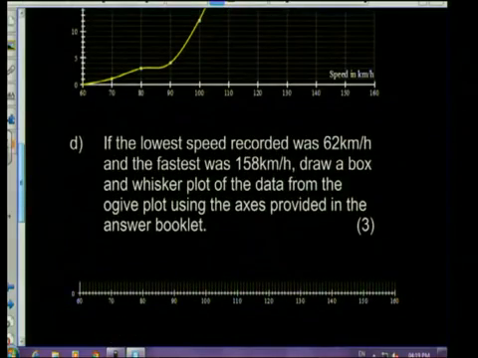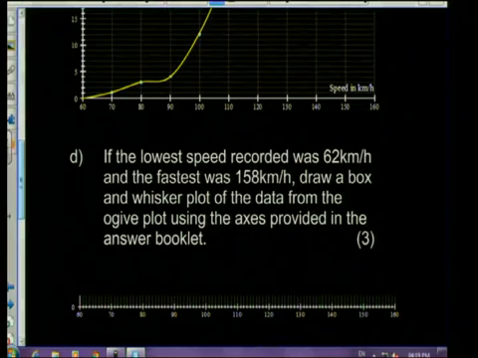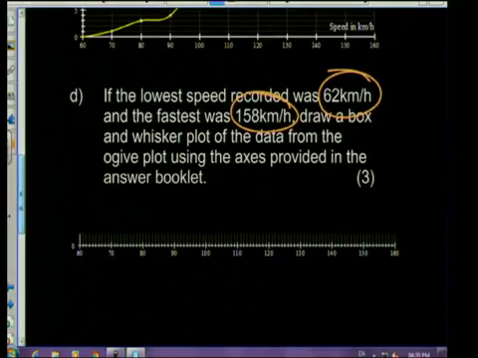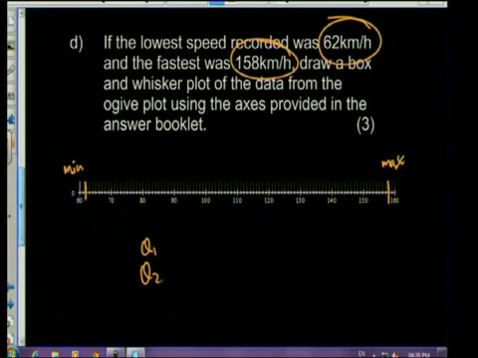And it says, if the lowest speed recorded was 62 kilometers per hour, and the fastest speed was 158 kilometers per hour, draw a box and whisker plot of the data from the ogive. So we've done a box and whisker earlier on. Remember the lower bound, there's my 62. Let's go to 158. There's my 158. So I've got my min, and I've got my max. And then I need to go and find the actual values. So I need to find out what was Q1, what was Q2, which is the median, and what was Q3, which was the upper quartile.